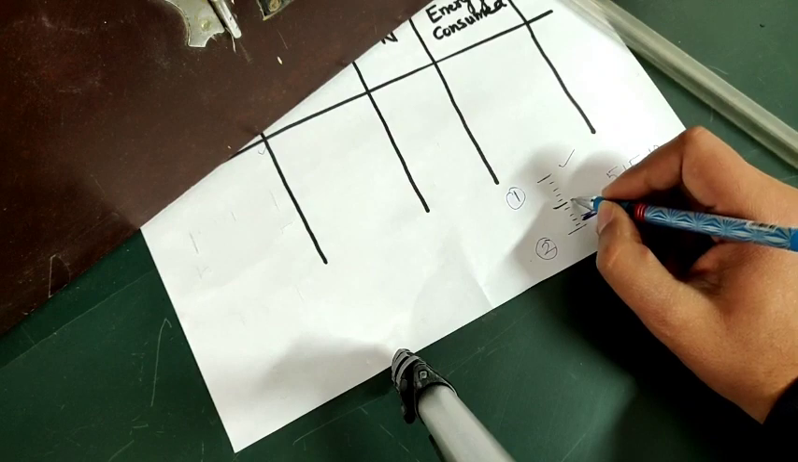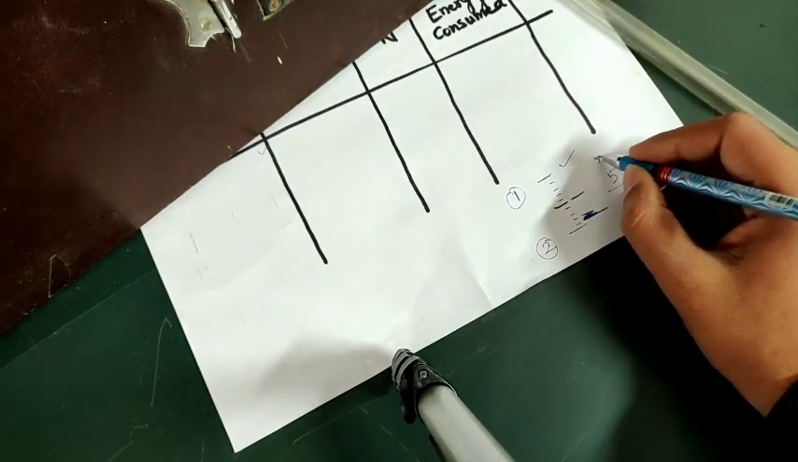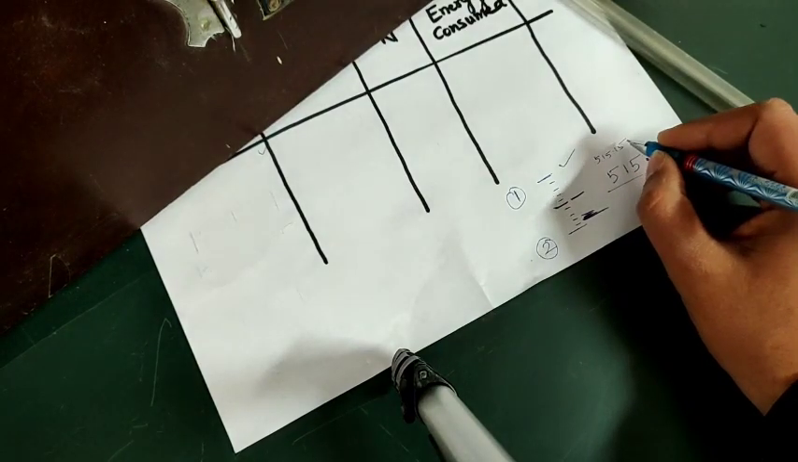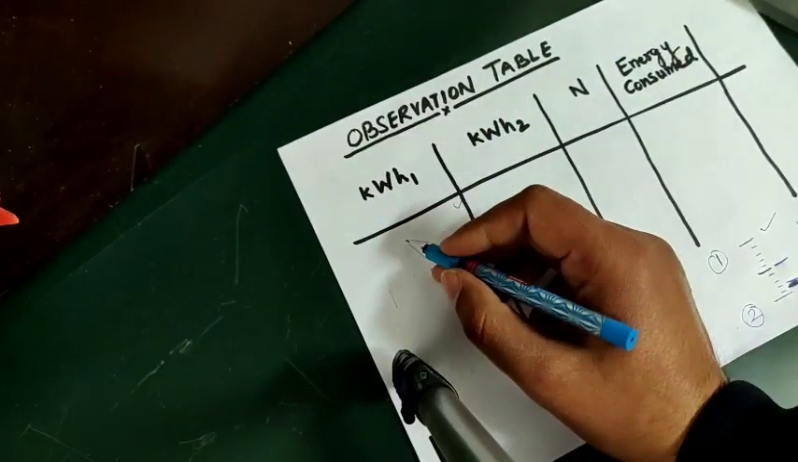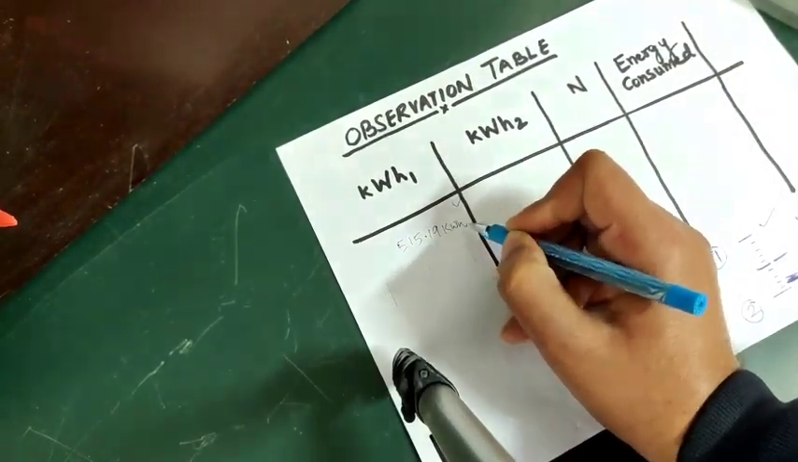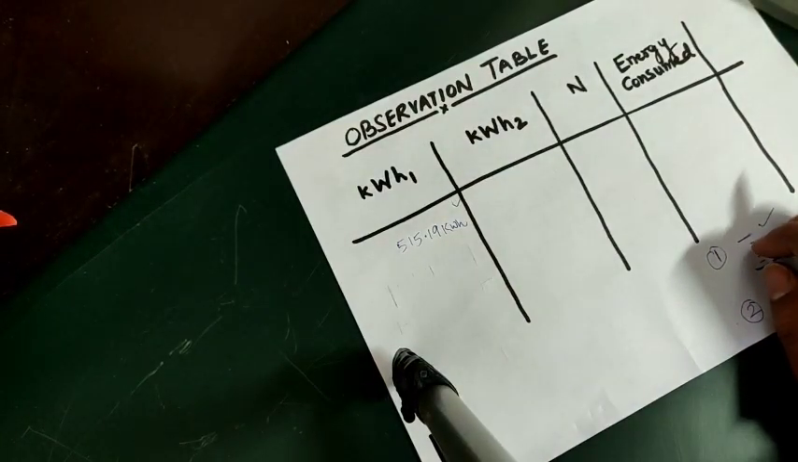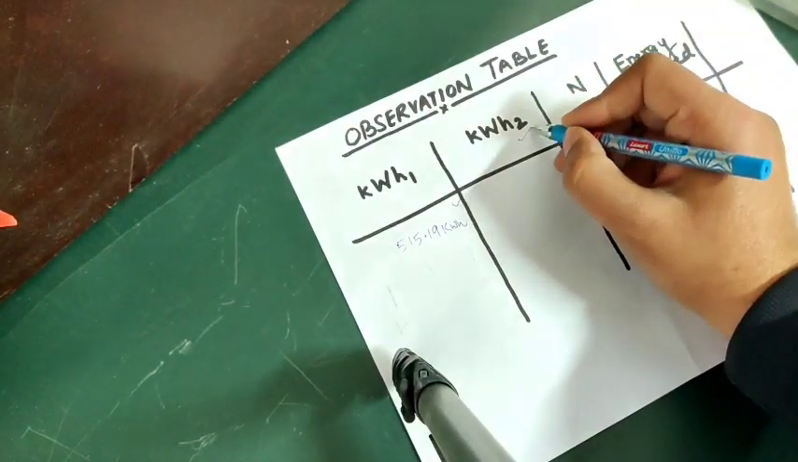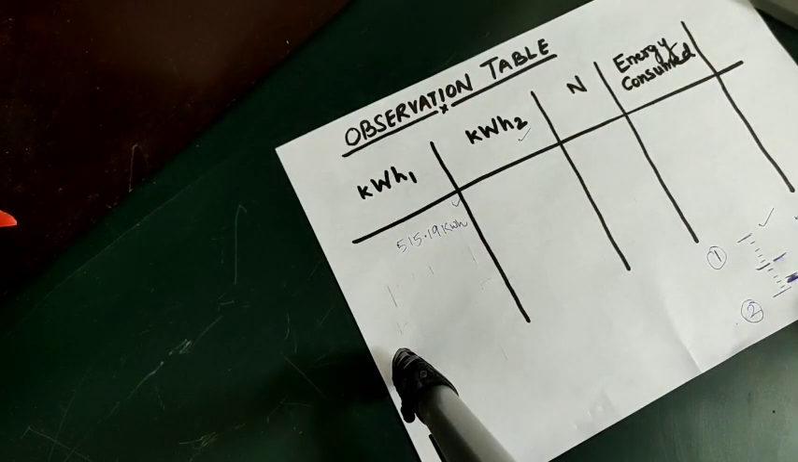Alright, so if this red indicator was here, then we would have said that the reading is 515.15. Alright, so let us now jot down our initial reading, which is 515.19 kilowatt hour. Okay, so the next step here is to find out kWh2. And for finding out kWh2, we need to turn on our load, because kWh2 here is the meter reading after switching off the load.